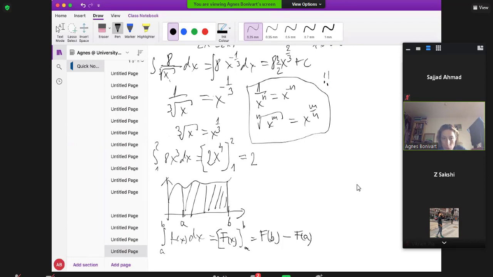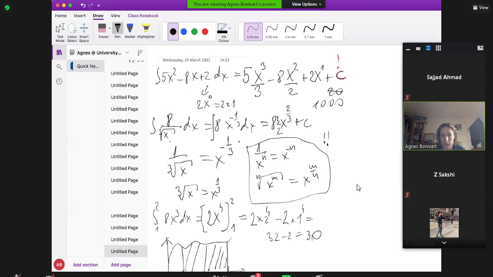So we have 2 times, 2 goes in place of x, minus 2 times 1. 1 goes into the place of x, which is 32 minus 2, which is 30. So what we have is that we gained the area under this curve between 1 and 2.